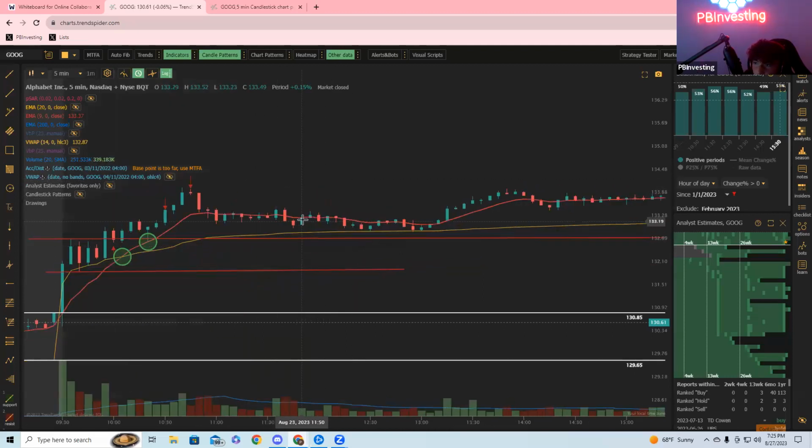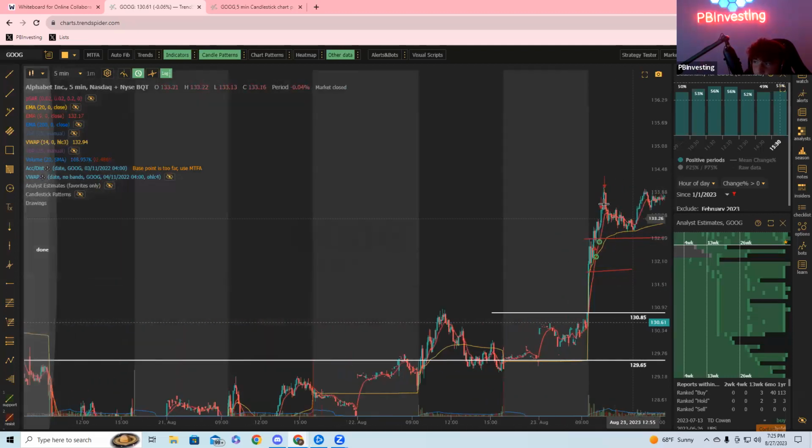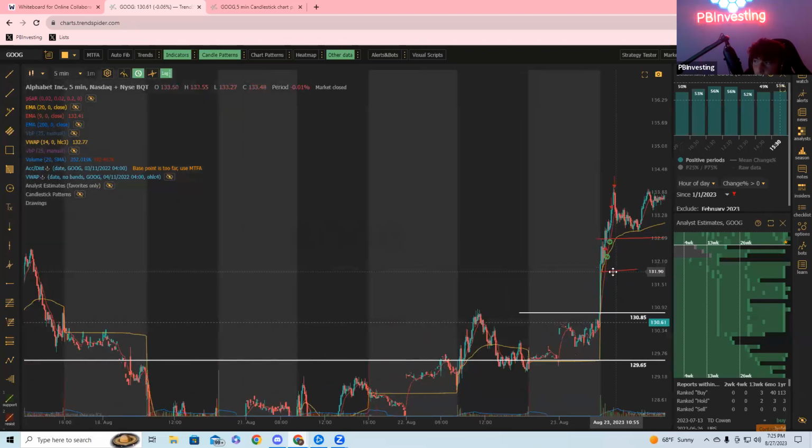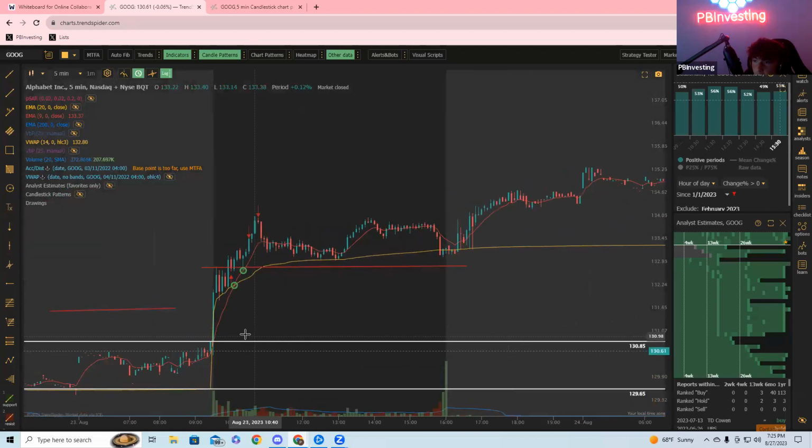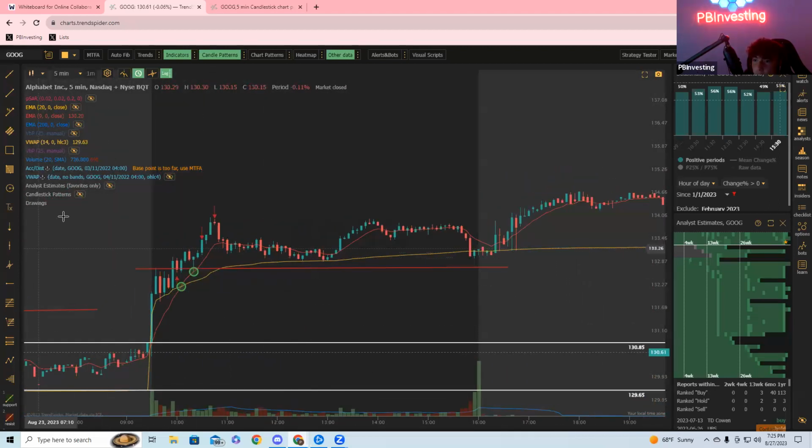And then what I would do is I know this is the stock with relative strength for the day. So what I would do is look for a VWAP retest. Do you guys think it's a coincidence that we bounce exactly off VWAP? I don't think it's a coincidence.